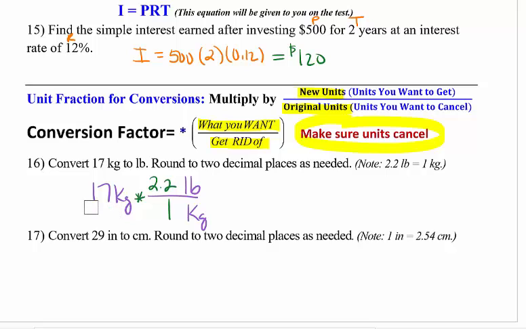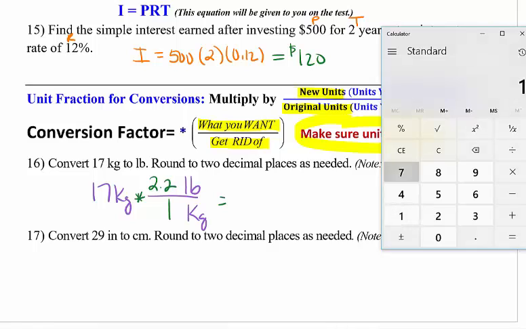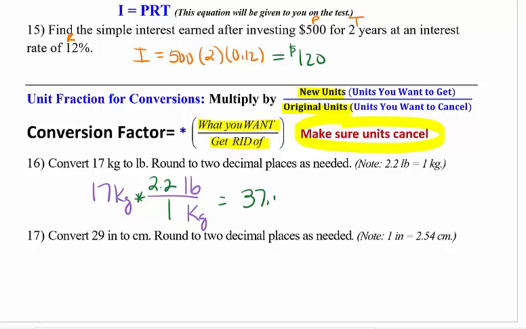So we're going to now take in our calculator. 17 times 2.2 divided by 1. Now dividing by 1 is just itself. So 37.4. Double check. It says round to 2 decimal places. There's no rounding on this one because we got an exact answer. It's 37.4 pounds. These units, double check, better cancel. What we get left over is what we wanted in the numerator.